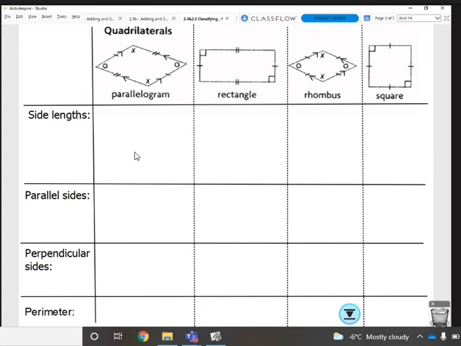If we're looking at the side lengths of a parallelogram, what do we know about them? I'm going to look: 2 hash marks, 2 hash marks, 1 hash mark, and 1 hash mark. What does that tell us about the side lengths of a parallelogram? It might tell us that the opposite sides are equal in length.